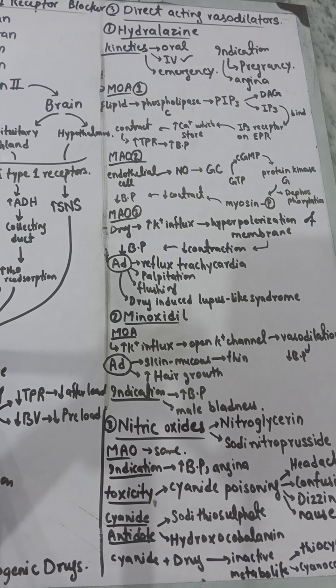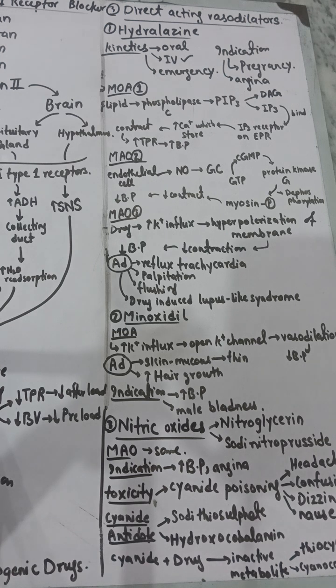So here I have given the third classification, which is the direct acting vasodilator, which directly vasodilates your blood vessels. And if our blood vessels are dilated, then our blood pressure will decrease. It contains three types of drugs having different mechanisms, but they are doing the same thing: they are dilating your blood vessels, but through different mechanisms.